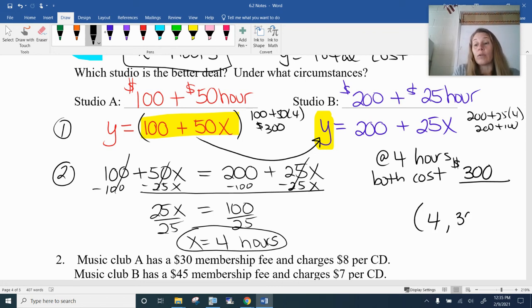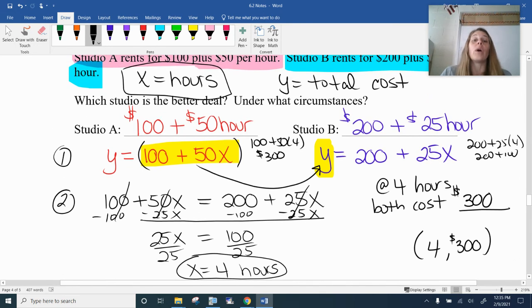If you found the solution as an ordered pair in your graph, a point of intersection, whatever, this just means that at 4 hours, both are going to cost you 300. So that solution helps you determine what studio you want to go to because only you will know, are you going to record more than 4 hours, or are you going to record less than 4 hours? Maybe you're like, I'm just going to go in there, go for an hour, and then I'm done because after an hour, I'm just too fried, forget it.